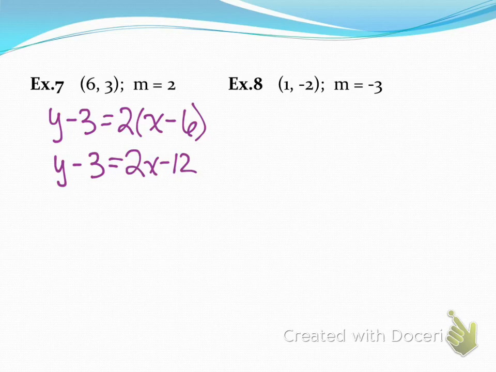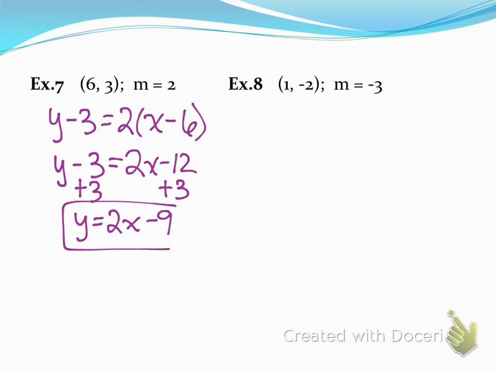Next thing we need to do is get y by itself. May, how do we do that? Add 3 on each side. Good. And when we add 3 on each side, what do we end up with, May? Y equals 2x minus 9. Very good. Y equals 2x minus 9 is our slope-intercept form. All right, on to the next one.